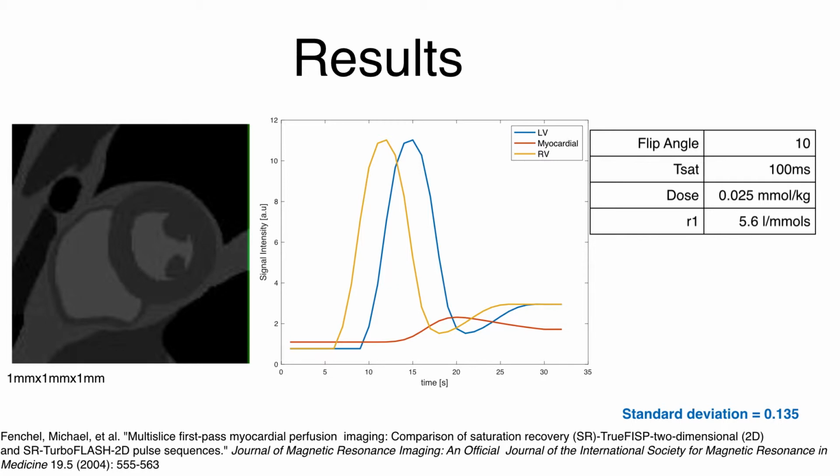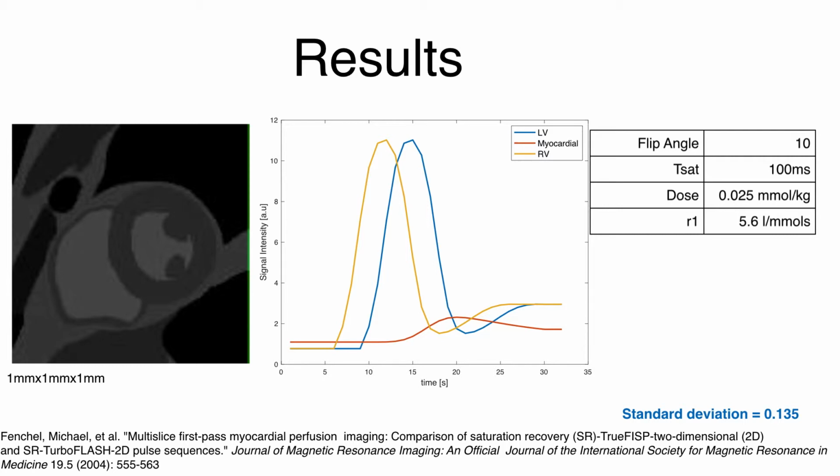And then I consulted this paper, which suggested an SNR of around 17 after contrast agent in myocardium. So in order to make the SNR around 17 here, which is around 2.3 now, I had to calculate the standard deviation. I calculated the standard deviation to be 0.13.